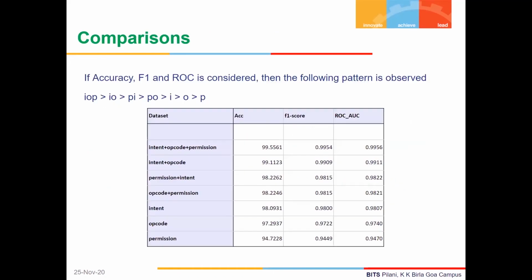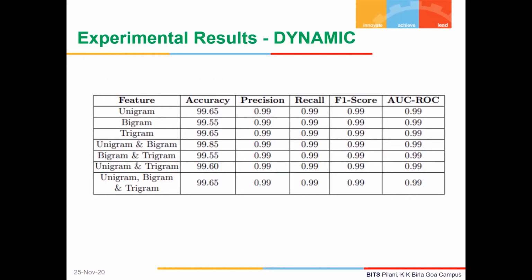The table shown on the slide shows the performance of the image-based malware detection model constructed using different static features. If accuracy, F1, and ROC are considered, then the following pattern is observed. The combination of three static features gave higher accuracy than using any two features, and this is followed by using individual features separately. The table shown on the slide shows the experimental results while using dynamic features.